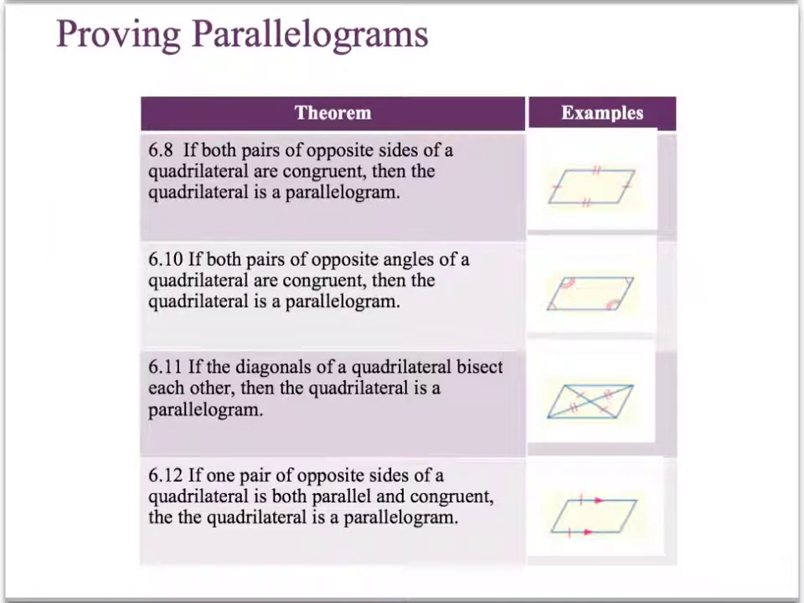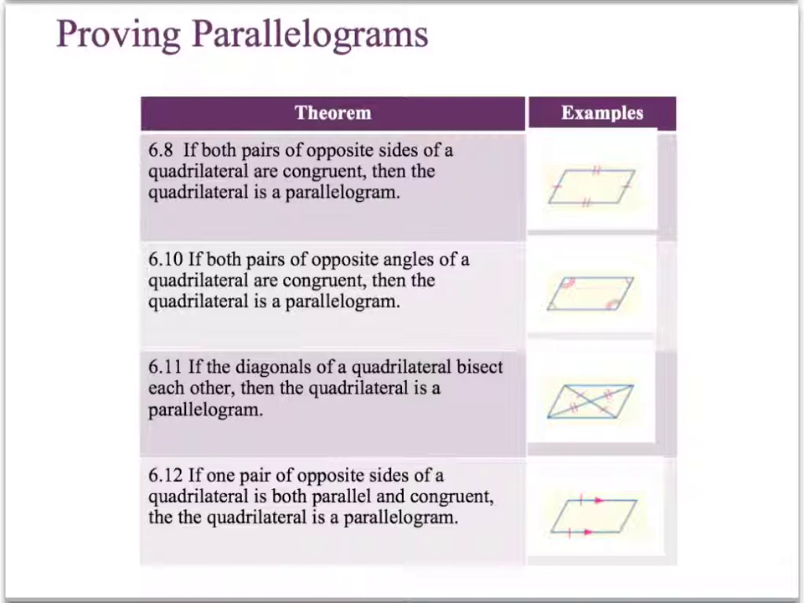So here are the theorems that we're going to use to prove parallelograms. 6.8, there's a 6.9, 6.10, 6.11, 6.12. 6.8 says if both pairs of opposite sides of a quadrilateral are congruent, then the quadrilateral is a parallelogram. So if the opposite sides are congruent, it's a parallelogram.